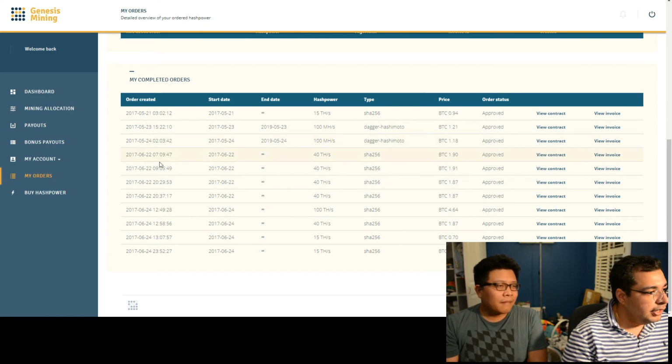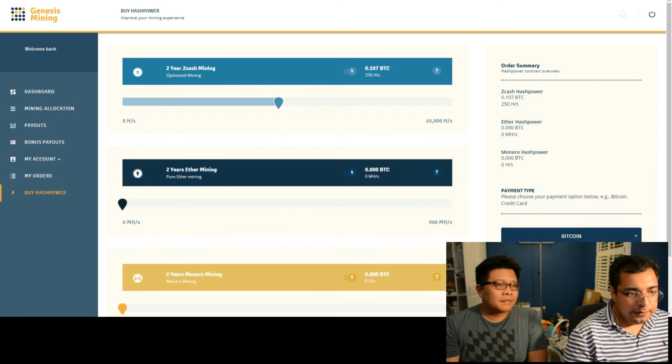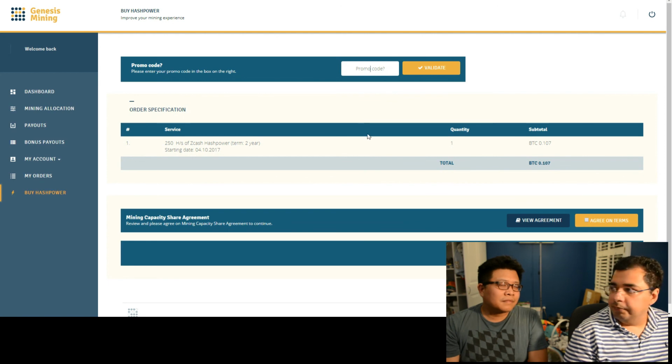Yeah. So then you can buy hashing power through the buy hashing power menu. You can select how much hashing power you want. So if you buy $450 worth of hashing power, you get 250 hashes of Zcash mining. If you select Bitcoin and hit continue, it'll tell you how much it's going to cost. So here it'll cost 0.1 Bitcoin, and you enter the promo code, and it'll give you a 3% discount and give me a referral bonus. You agree to the terms, you confirm the order, and then you send your Bitcoin over, and you're good to go.